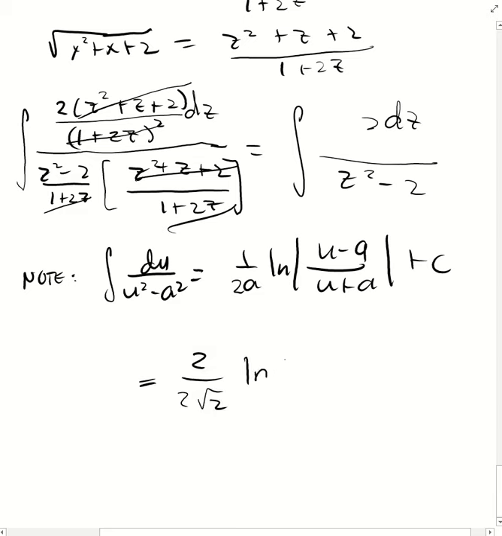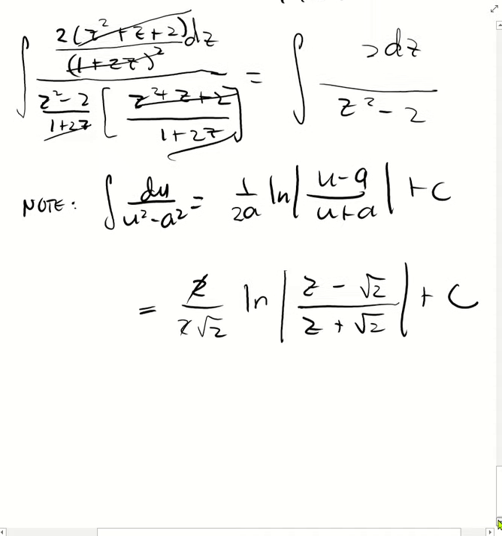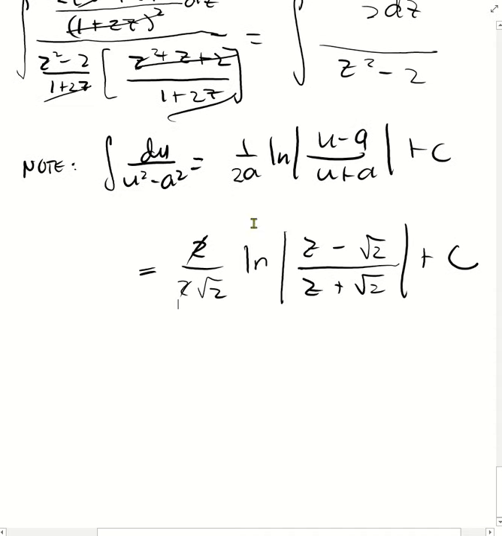Then ln of u, our u is z minus the square root of 2, over z plus the square root of 2, plus c. And we can cancel out this 2 and 2. So we have 1 over the square root of 2, or square root of 2 over 2. Then we can now substitute the value for z.